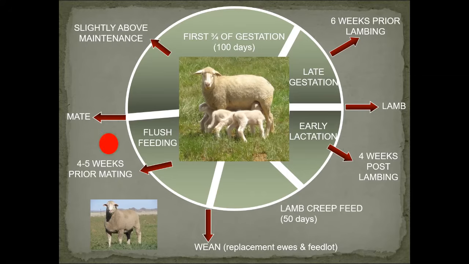All right, so most important, if you would feed strategic supplementation, the first one would be at flush feeding. Second would be 6 weeks prior to lambing, late gestation. Third would be early lactation, and your fourth would be pre-feed.